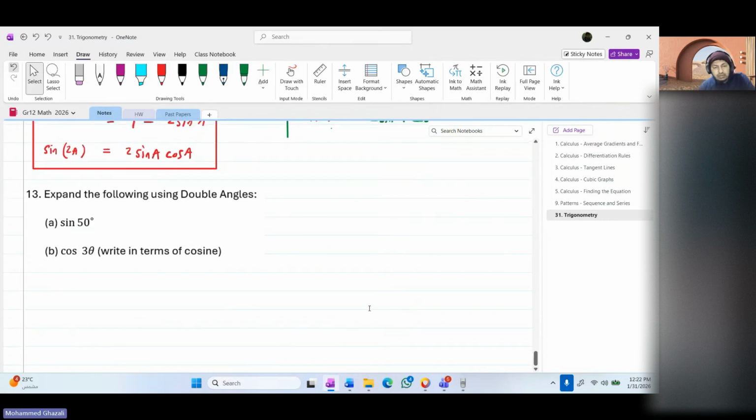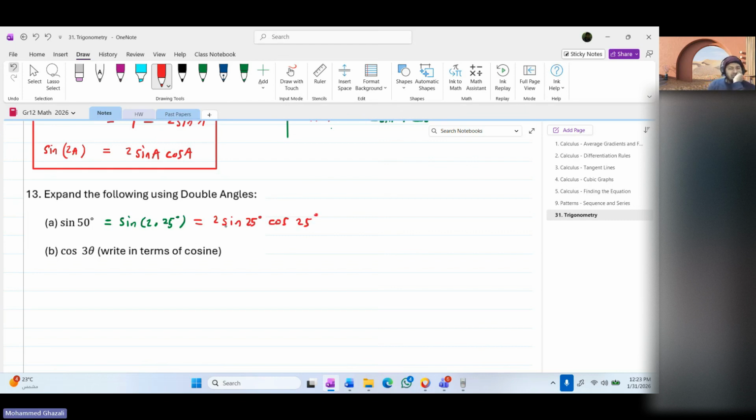Right, so expand the following using double angles. Let's see. Sine 50 is the same thing as saying sine 2 times 25, right? And what is sine of 2 times 25? 2 sine 25 cos 25. That's it. So this is sine 25 cos 25 with a 2 there. So that's sine 50. That's direct application.